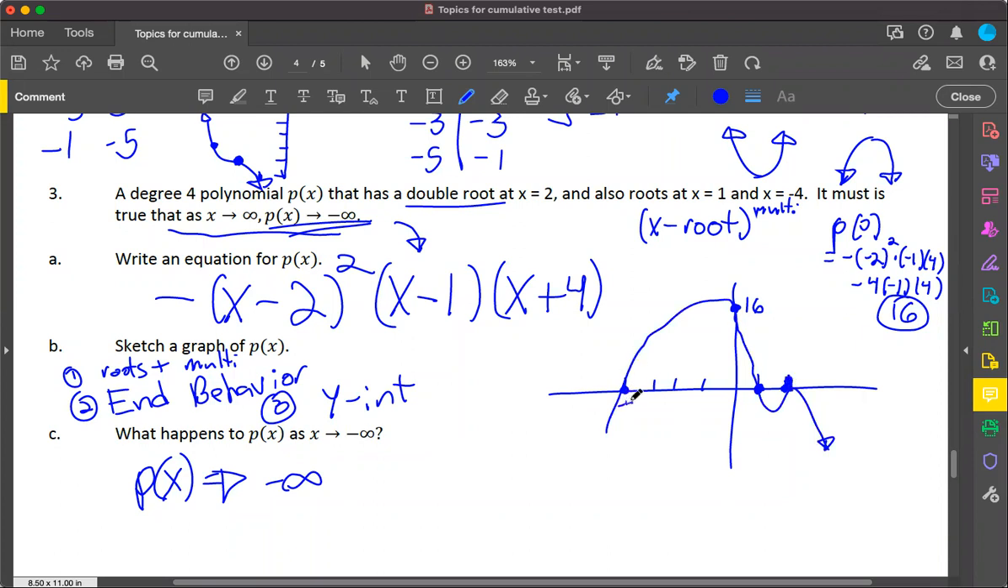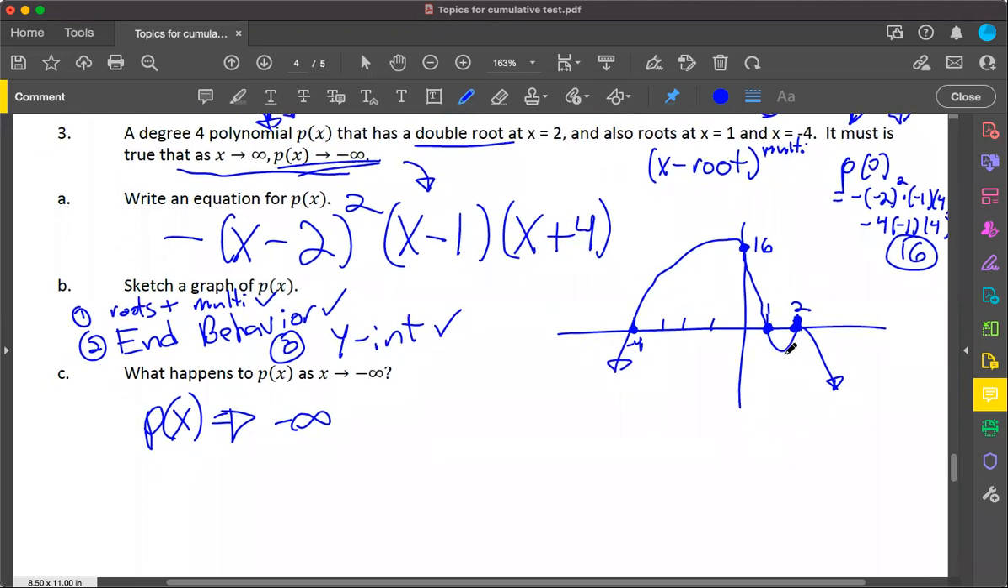So again, this is where x is -4, this is where x is 1, and this is where x is 2. Probably something like that. Again, these are the things I'm looking for: right y-intercept, good end behavior, and the roots have their respective multiplicity. Again, recall this hits and bounces because of multiplicity of 2, so it behaves kind of like a quadratic.